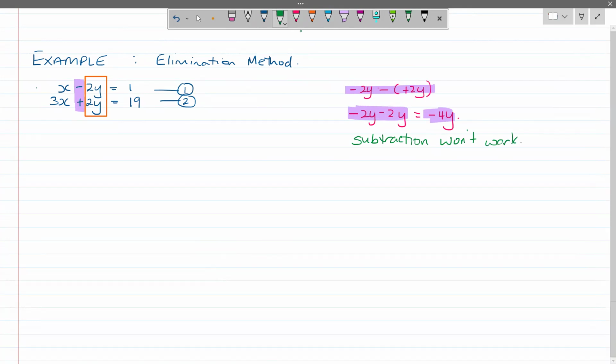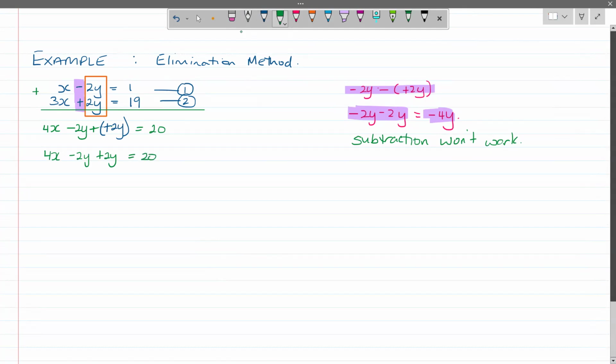What about if I add them? If I add these two together, what will happen? x plus 3x will give me 4x. And if I have minus 2y, plus the other 2y here, and 1 plus 19 will give me 20. Look at what will happen now. I will get 4x. I will get minus 2y here. A plus by a plus will give me plus 2y here.